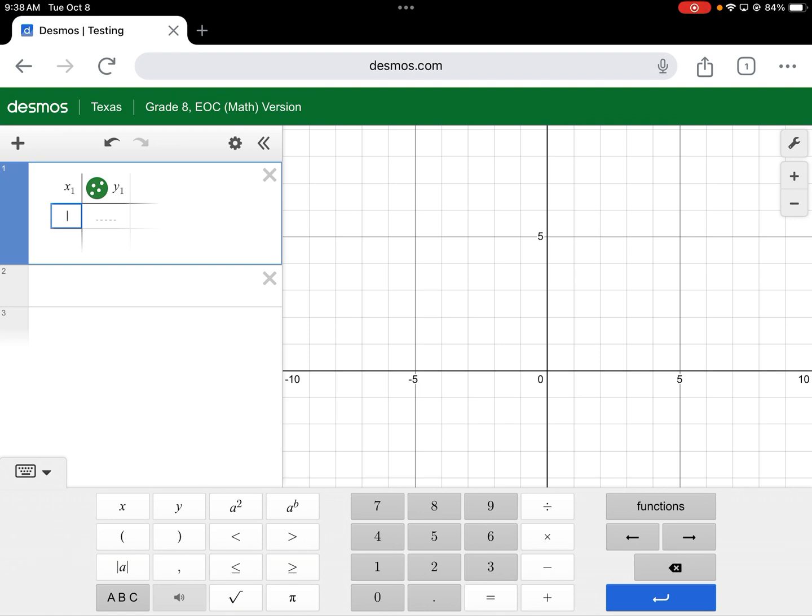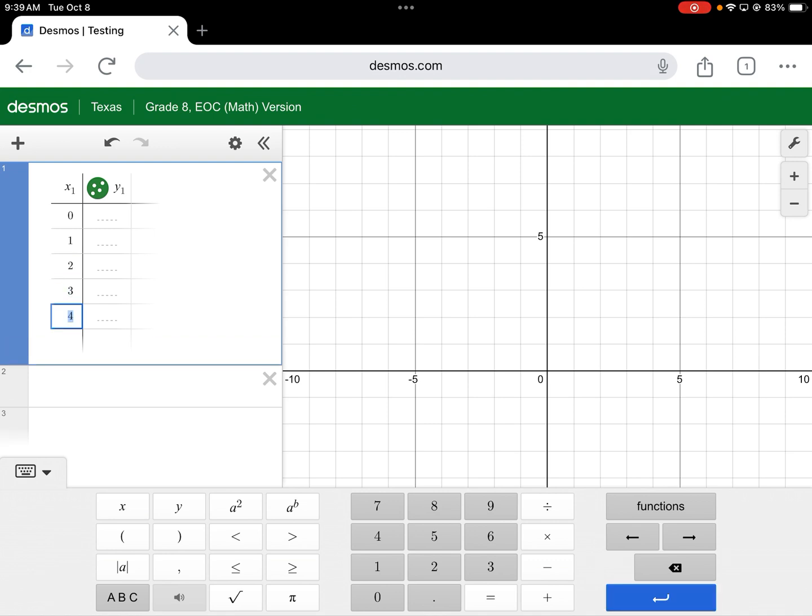So I clicked this plus button. Then I clicked table. Okay, now we're going to put that table in. So let's type it. 0, 1, 2, 3, and 4. Then go to your Y's. 12, 13, 14, 14.5, and 16.